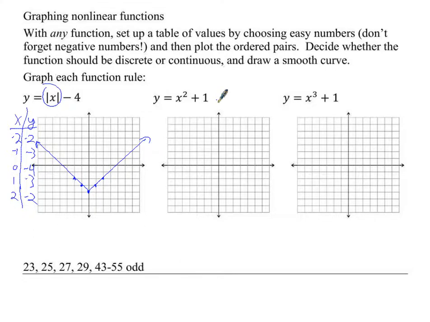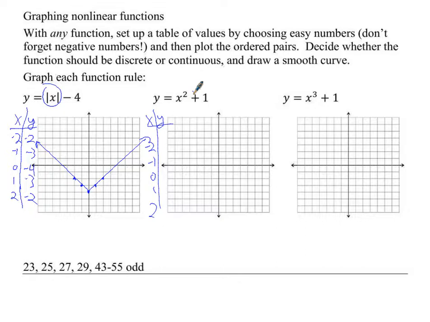For the second one here, y equals x squared plus 1. Again, I'm going to choose some easy numbers, x and y. I'll go -2, -1, 0, 1, and 2. Now if I take -2 and I plug it in, then I have to have -2 squared, which is what?